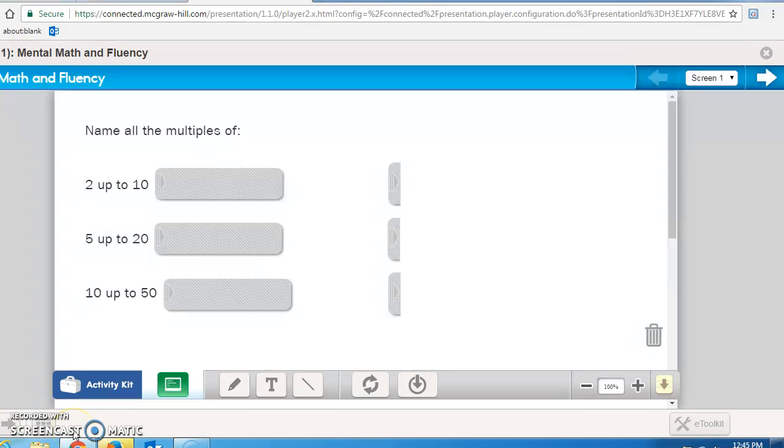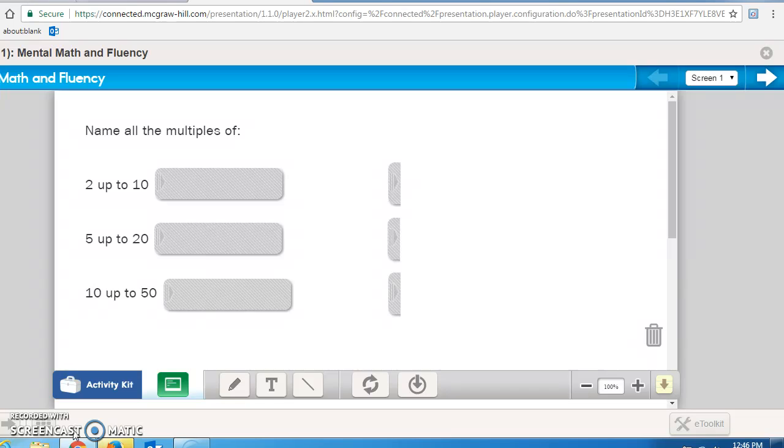Lesson 7-5, Multiplying Mixed Numbers by Whole Numbers. Your focus for this lesson is for you to solve a fraction number story, to multiply a non-unit fraction by a whole number, to multiply a mixed number by a whole number, and to solve number stories with mixed numbers. But first, let's start with our mental math and fluency.